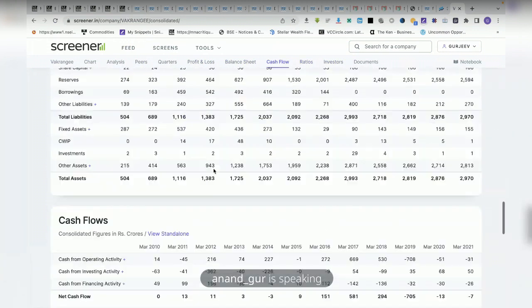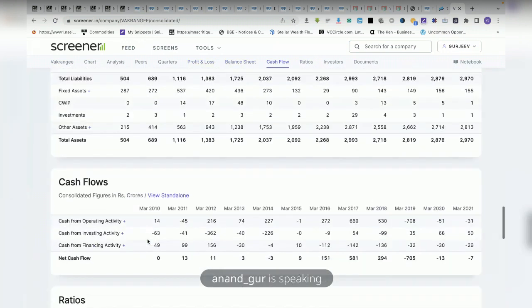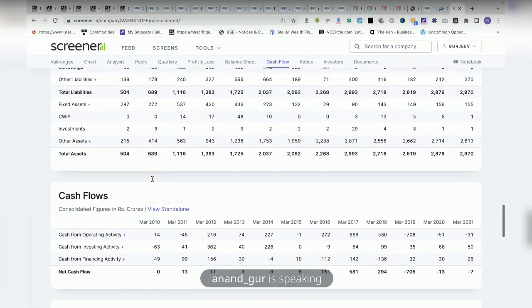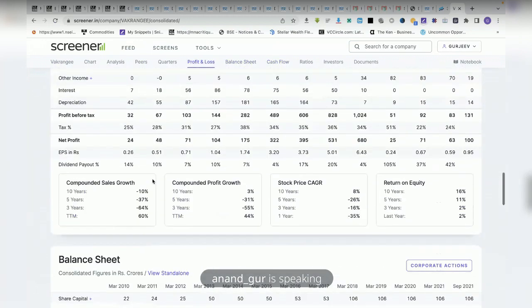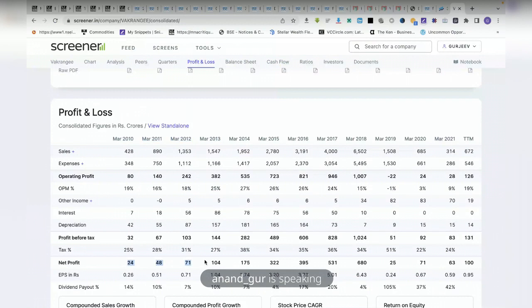But wait a minute. This cash flows data is from 2010. Let's take it from 2010 till 2013. What is my cumulative profit over here? What is the profit that the company has made? I'll do 24 crores plus 48 crores plus 71 crores plus 104 crores. How much is it? 247 crores. Right or no? Yes or no? Yes, sir.